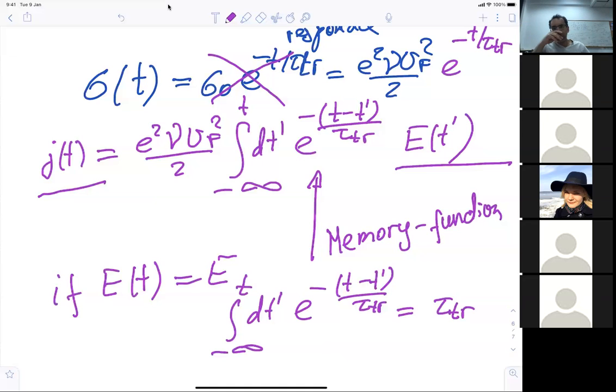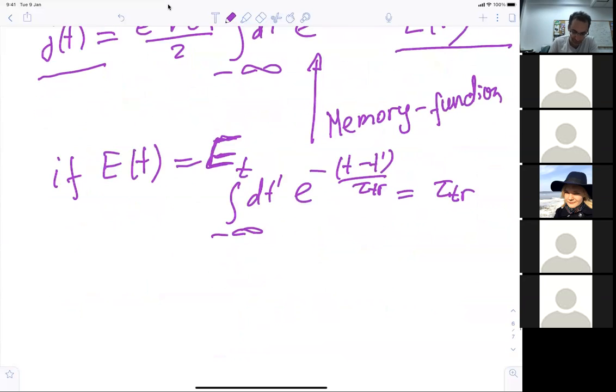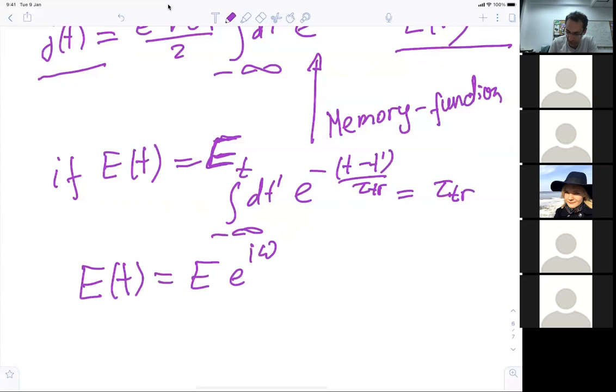Can you repeat the last point? Okay, so the last point is if the electric field is time independent. So if we go into the DC limit, where the frequency of the electric field goes to 0, yeah? We always think about electric field as a function of time as some electric field times e to the power i omega t. Now in the limit omega goes to 0, this thing goes into just a constant.